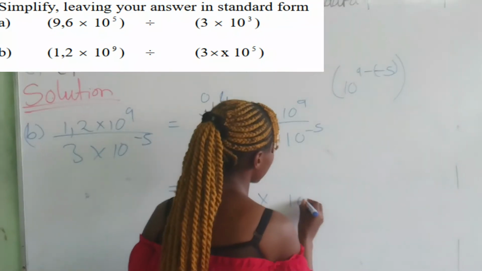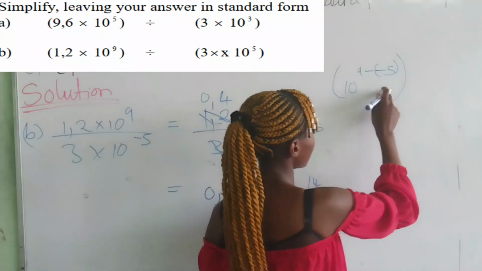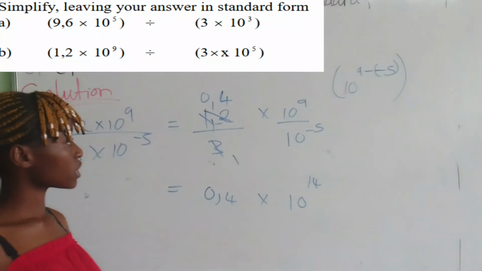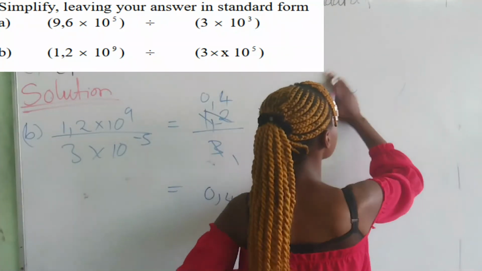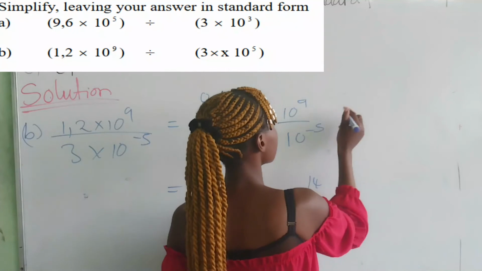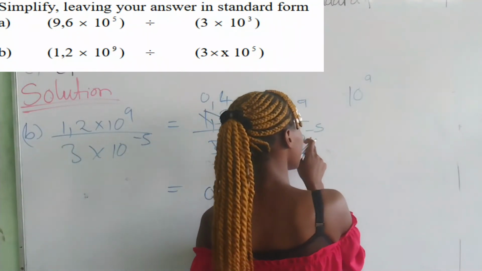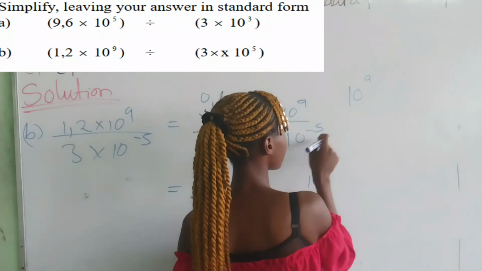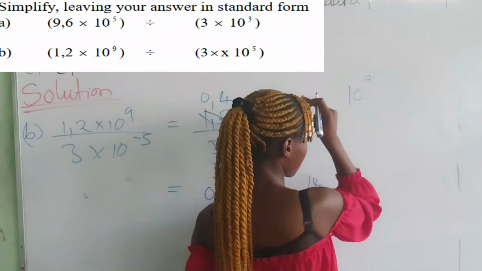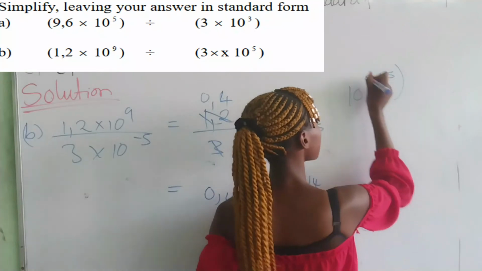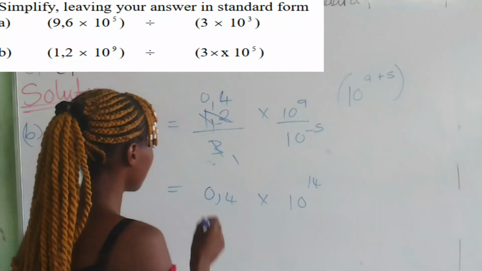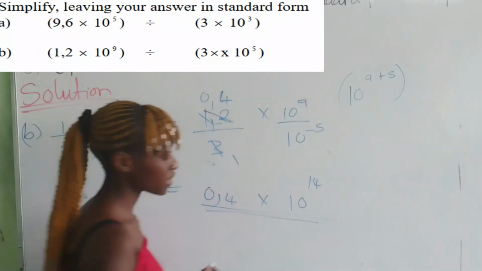So it's going to be 10 to the power 14. If you add this, it's going to give you 14. Or you can just say, since it's below, it can be 10 to the power 9. If you put this up, 10 to the power 5 put up becomes that. It just saves you the trouble. So this would be our final answer.